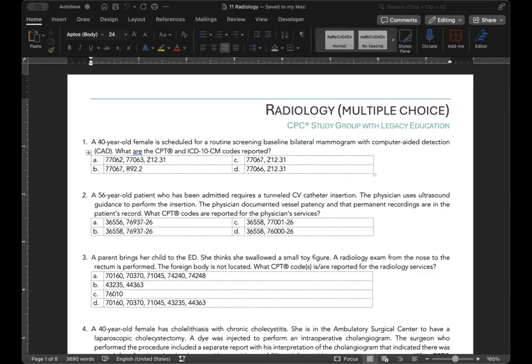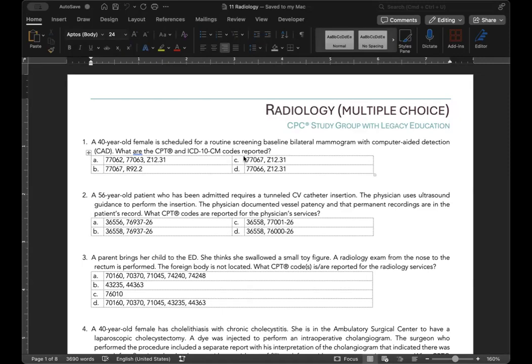All righty. So first question that we're going to look at for radiology is number one. A 40-year-old female is scheduled for a routine screening baseline bilateral mammogram with computer-aided detection or CAD. So what are our ICD-10 and CPT codes? So for this one, your ICD-10, you have 1 and 3, whereas with your CPT, you're able to rule out 2 or confirm 2.